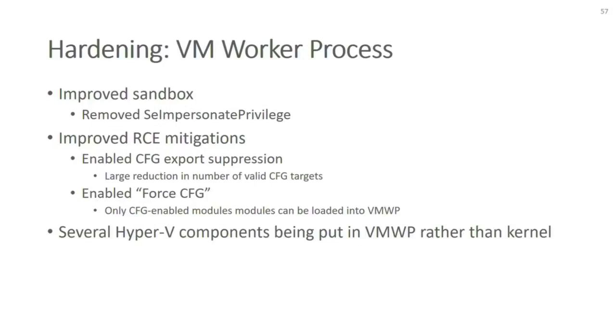In addition to that, we are improving RCE mitigations on there. That means it's actually the most hardened process on Windows currently, along with Edge. It's the only one besides Edge that has CFG export suppression. We have forced CFG. We have only signed binaries in there, all that good stuff. That's pretty great. And in addition, we are actively working on moving more and more components out of the kernel into that VM worker process, so we are hoping to reduce that surface of interesting targets.